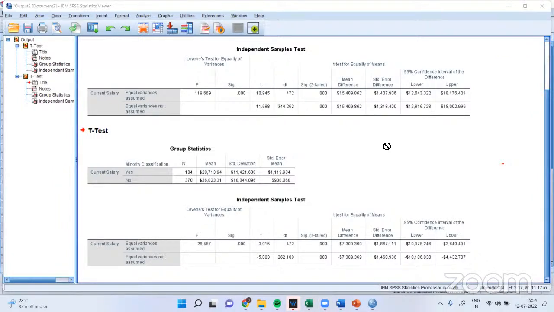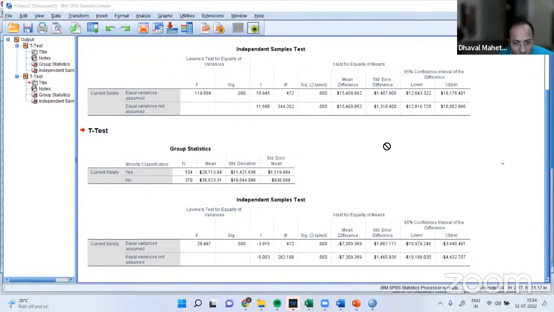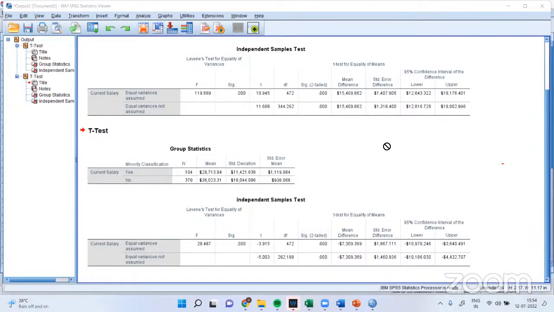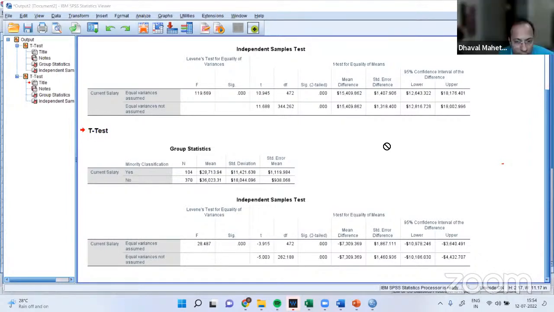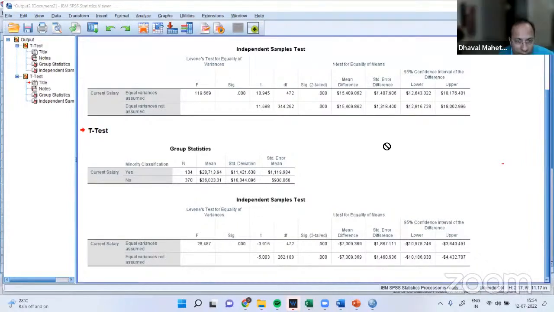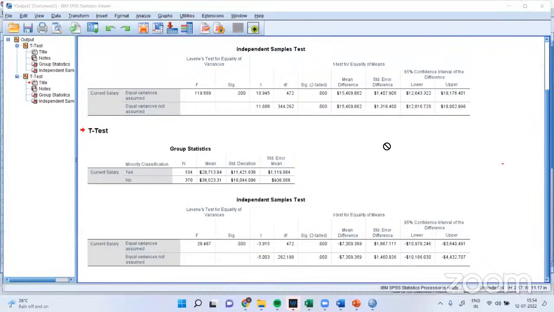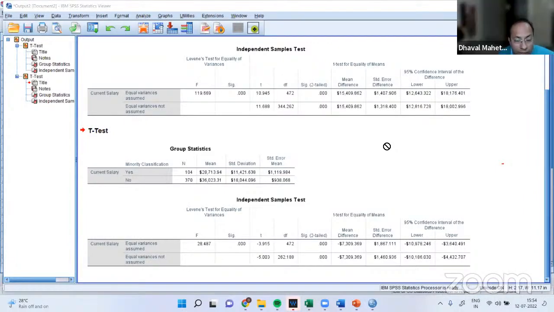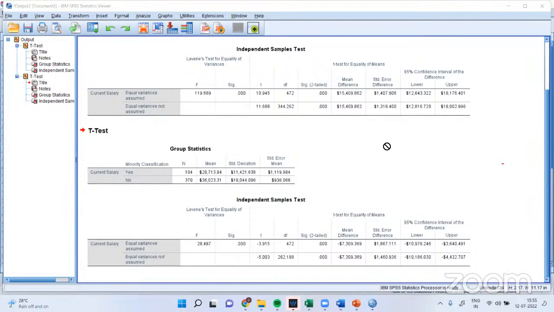As the t statistic is minus 3.915, the p-value is 0.00, which is less than the 0.05 level of significance. So the null hypothesis is rejected. And then we can conclude there is a significant difference in the salary according to the minority.